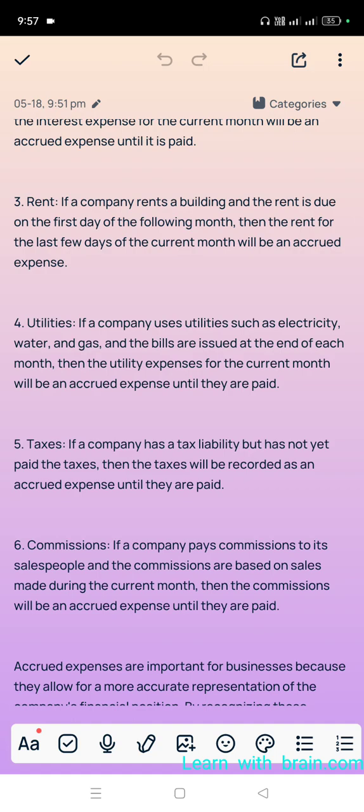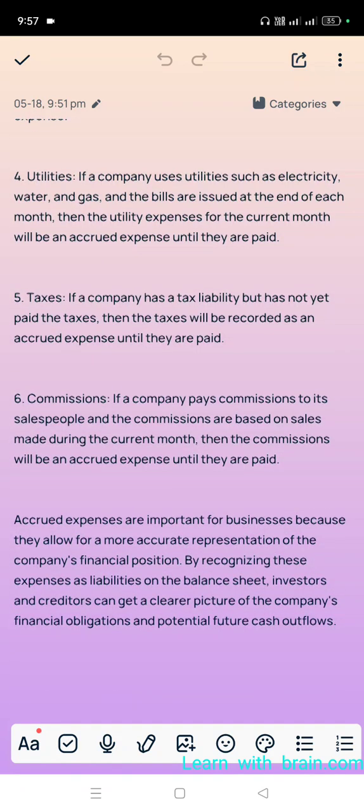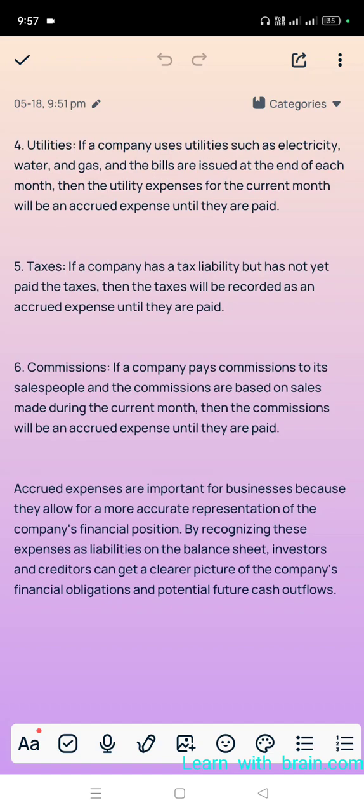What will we record for this month's rent at the month end? Accrued rent, because at the month end the rent has not been paid. So that's why for the May month the rent is recorded as accrued rent. Okay, same as utilities, taxes, commissions.